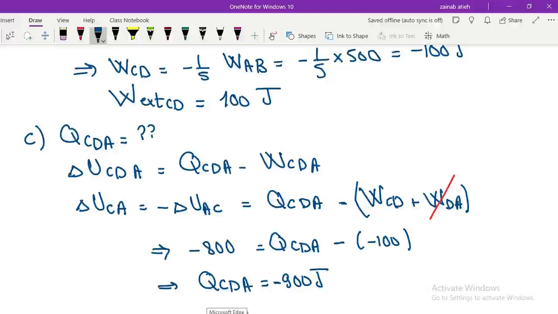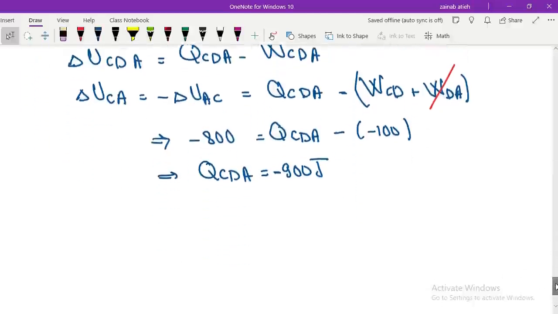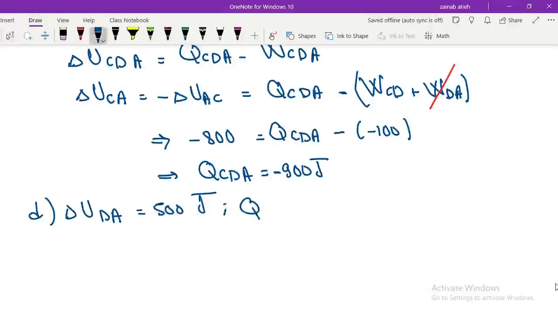Okay, now part D says if the change in internal energy in going from point D to A is 500 joules, so he's giving me delta U DA. This is part D. He's giving me delta U DA equal to 500 joule. How much energy must be added to the system by heat? So we have to find Q as it goes from point C to point D. So he's asking me to find QCD.